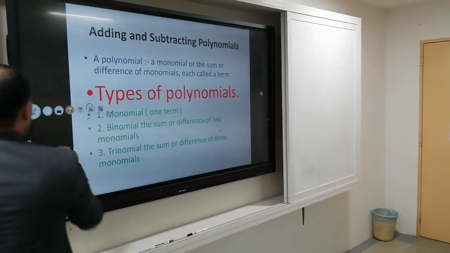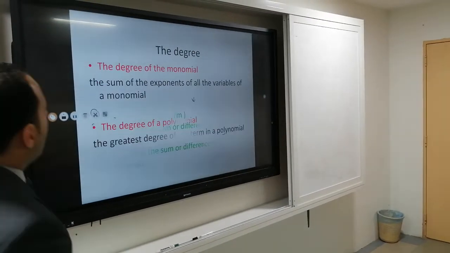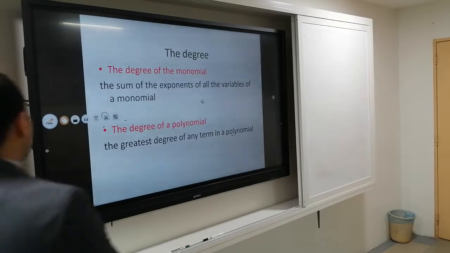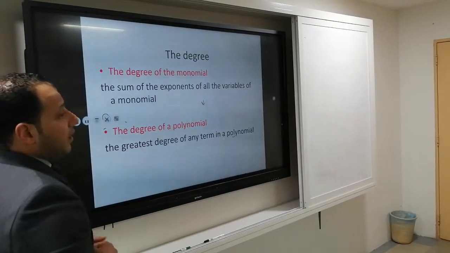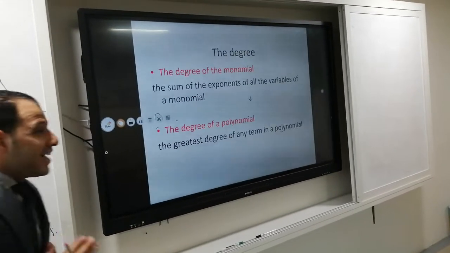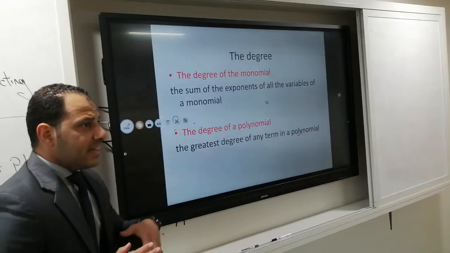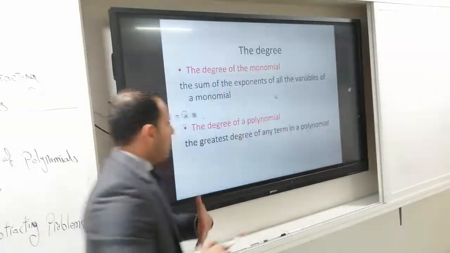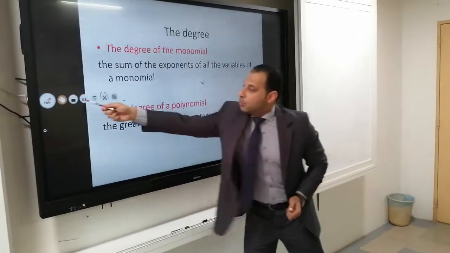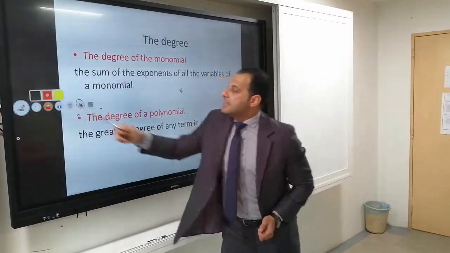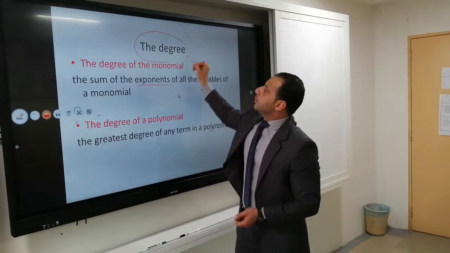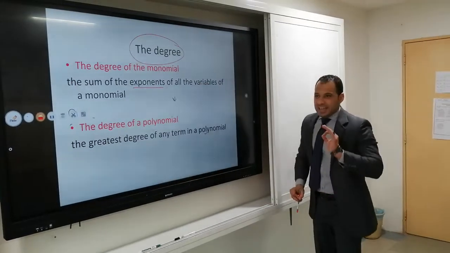Okay, let's complete our description. The degree of the monomial and the degree of the binomial. If we're talking about the degree, you must look at the power. I need another word for the power, which is what? Yes, exponent. Exponent also means a power. So the degree depends on the exponent.